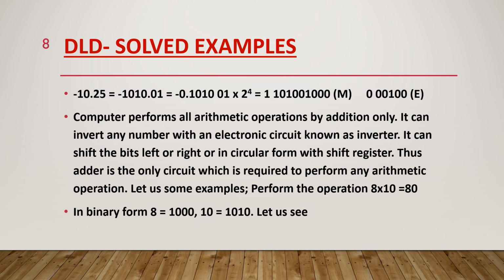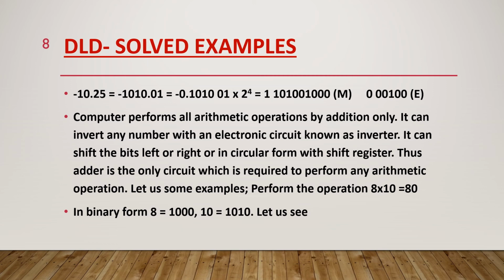Now if you see, computers perform all arithmetic operations by addition, as we were already saying. It can invert any number with an electronic circuit known as an inverter. It can shift the bits left to right or right to left or in circular form with the help of the shift register. Thus, it is only the adder which is required to perform any arithmetic operation, that is addition, subtraction, multiplication and division, etc. Let us take some example. Perform the operation 8 multiplied by 10 is equal to 80.